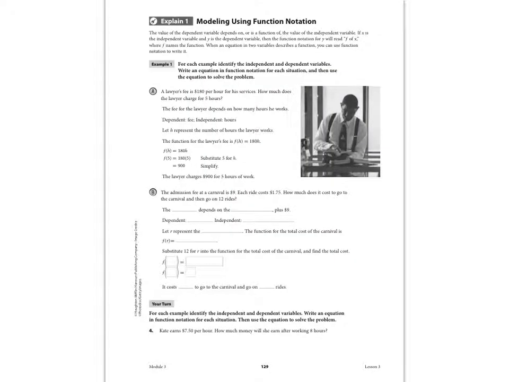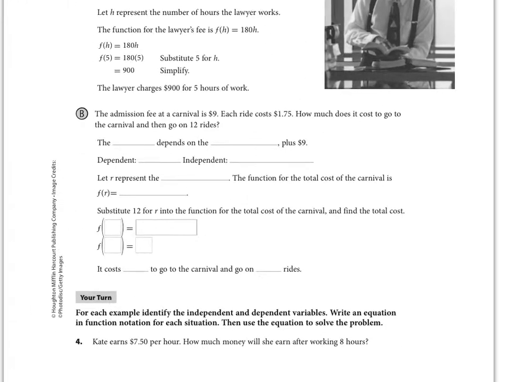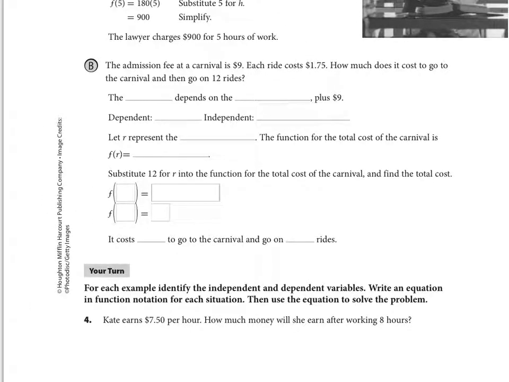Okay, part B on page 129. For each example, identify the independent and dependent variables, and we're going to write an equation in function notation and then use it to solve the problem. So part B, the admission fee at a carnival is $9. Each ride is $1.75. How much does it cost to go to the carnival and then go on 12 rides?